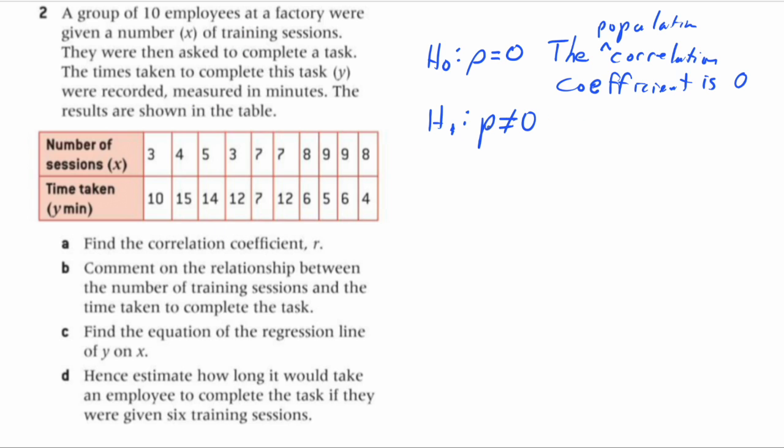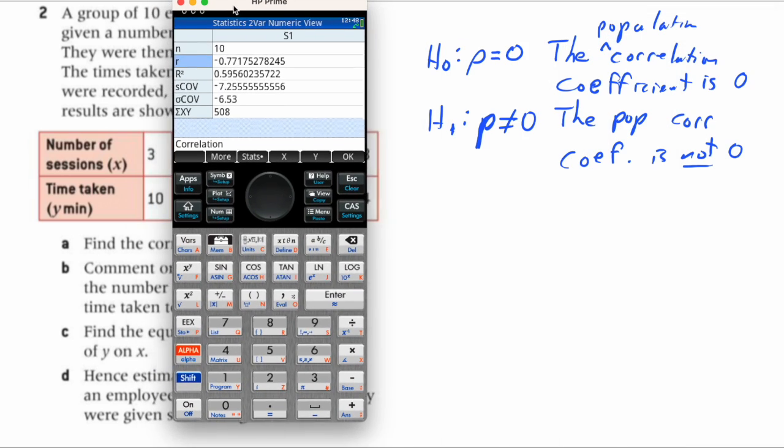So a two-tailed test. Okay, so the population correlation coefficient is not 0. Okay, so let's conduct the test on the calculator.